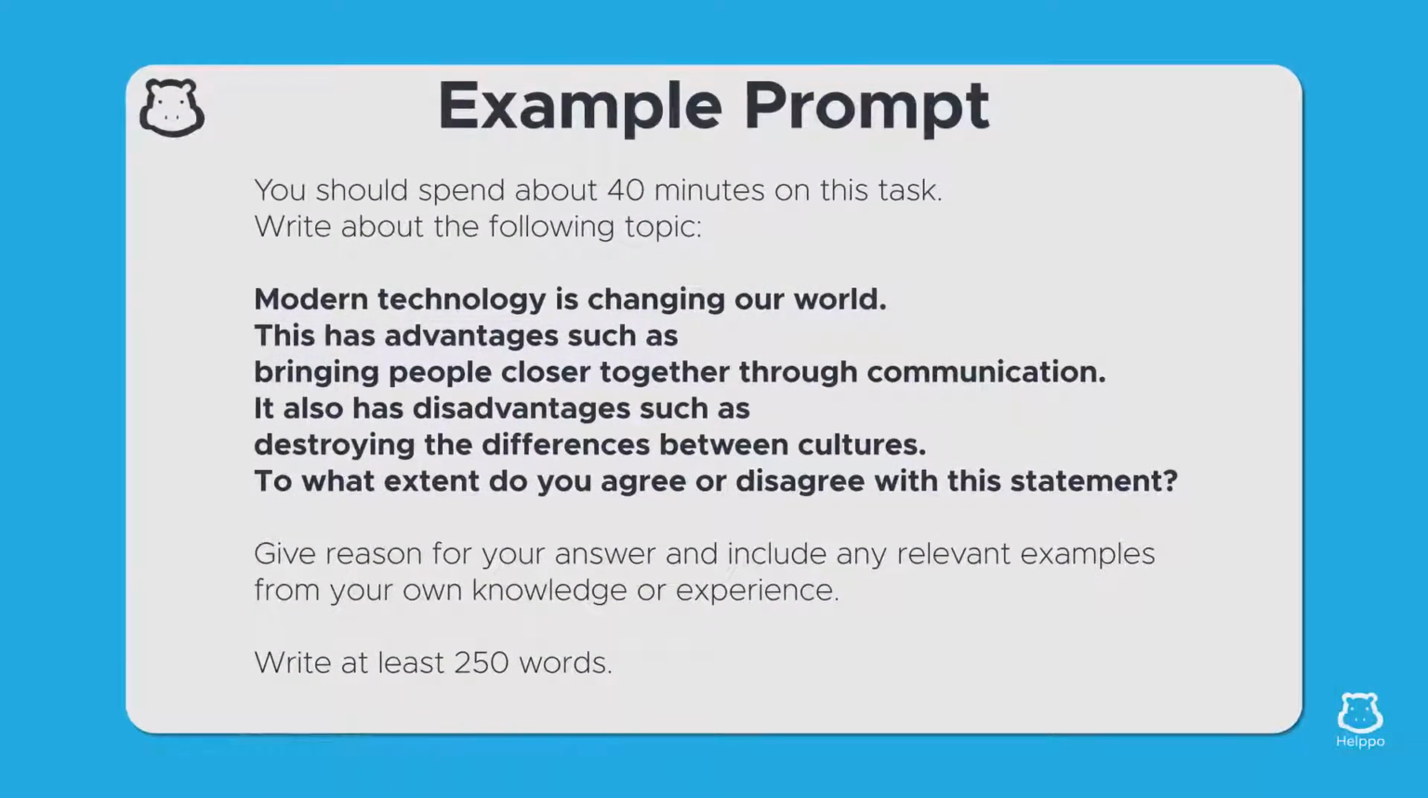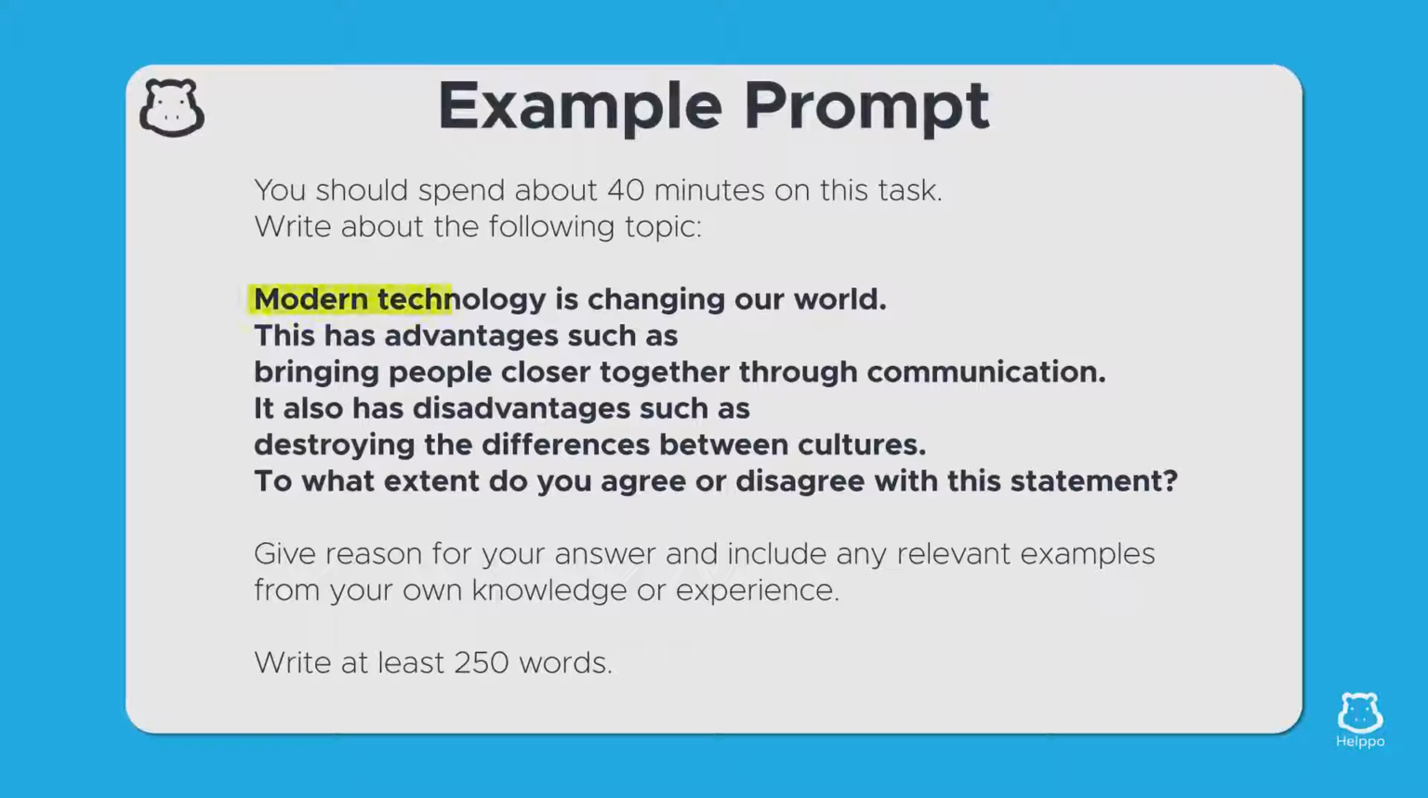For this video, we're going to be working off this sample prompt. In particular, let's look at the text in bold, highlighting the important words or sentences. Modern technology is changing our world. This has advantages, such as bringing people closer together through communication. It also has disadvantages, such as destroying the differences between cultures. To what extent do you agree or disagree with this statement? Feel free to pause the video and write down this prompt for reference. It's also very helpful to write your own essay while following these tips.